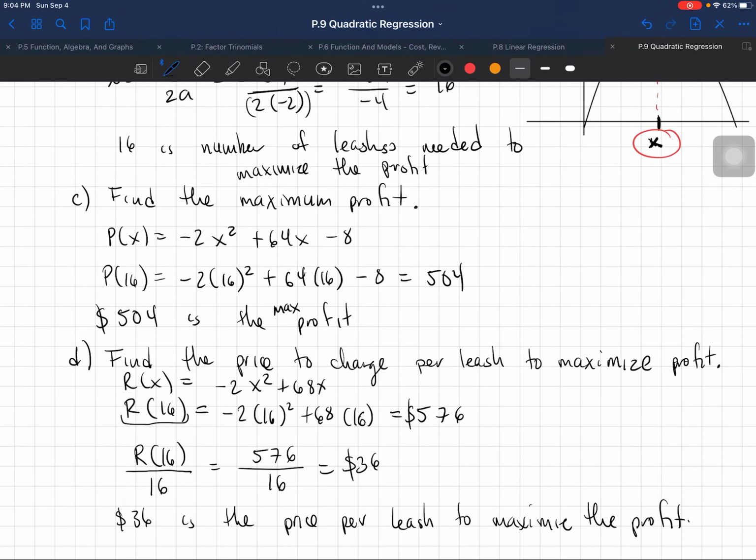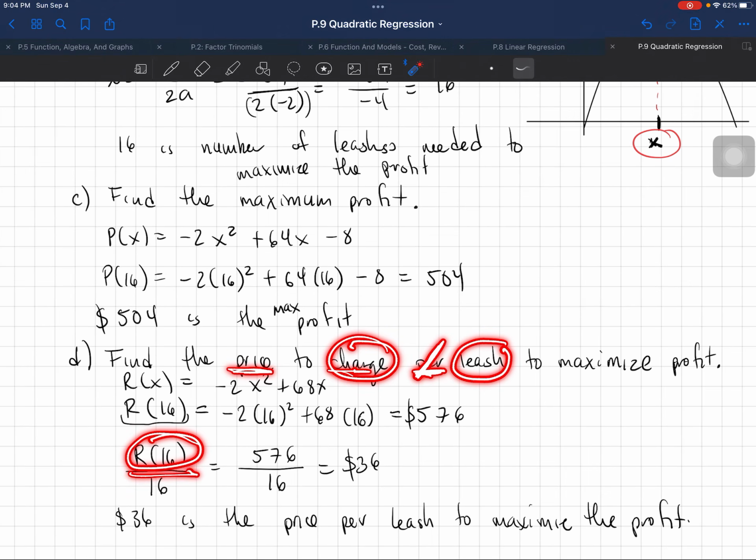And here's a little trick. If you notice, there's another way you can find this. It says find the price to charge per leash. Charge money, per means division, leash means number of leashes. So money divided by leashes. It gives you a little hint. It doesn't give you everything, but we knew that 16 items is required to maximize the profit. So what we need to do is find the revenue, how much total you got, and then divide that by 16.